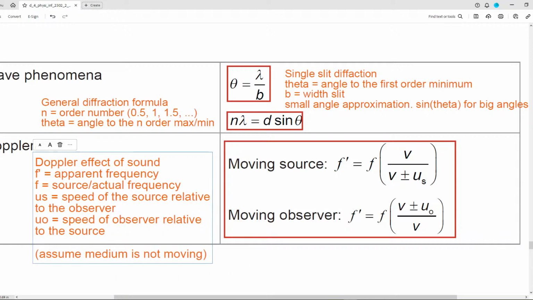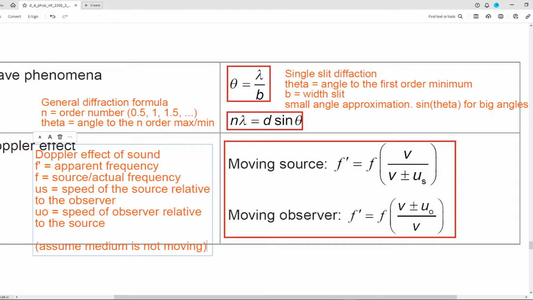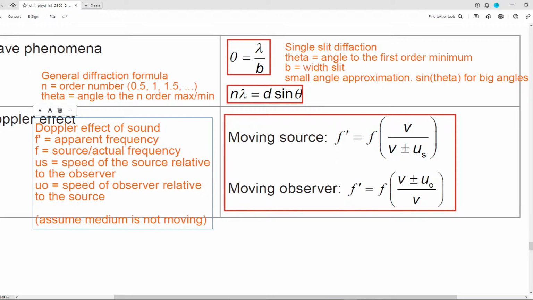All right, so that's Doppler effect, and that wraps up a review for topic C.